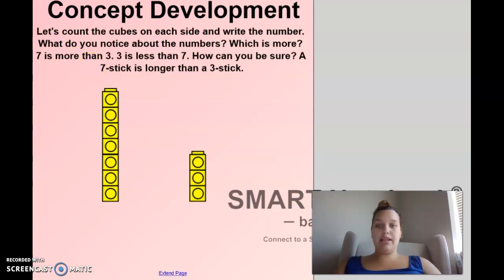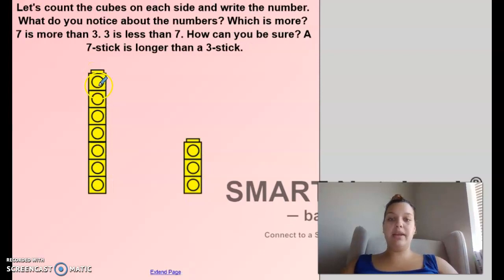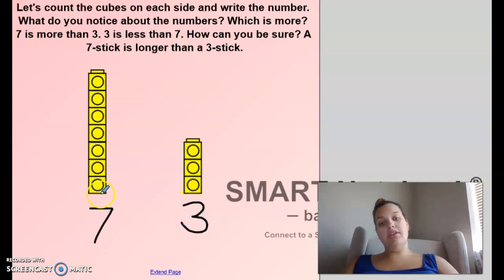We're going to count the cubes on each side and then write the number underneath the cube. Can you help me with that? Great. So here we go. 1, 2, 3, 4, 5, 6, 7. I'm going to write a 7. And then how many does this have? 1, 2, 3. So we have 7 here and we have 3 here.